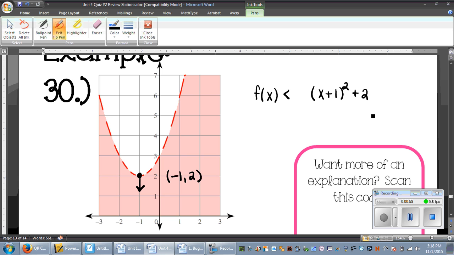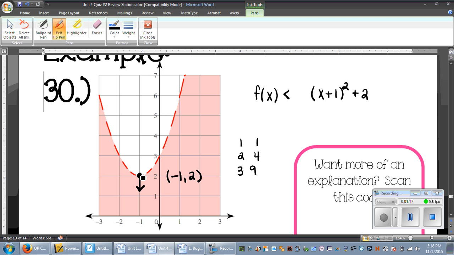The last part is to go and figure out if there's a multiplier out in front. This graph opens up, so I know that the multiplier that's in front is going to be positive. If it were to open down, it would be negative. And I go look for the pattern 1, 1, 2, 4, 3, 9.